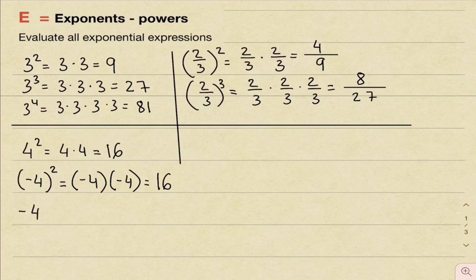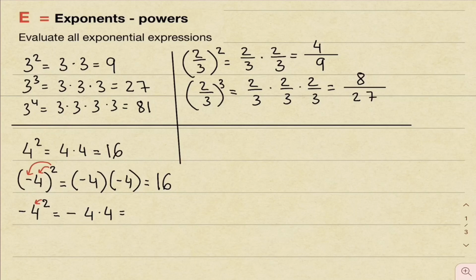Now, what if I have negative 4 to the power of 2? What is the difference between this example and this example over here? Here I have negative 4 in parentheses to the power of 2. And over here I have negative 4 to the power of 2 without parentheses. Now in this example, the power of 2 applies to 4 and applies to the negative sign as well. But in this example, the power of 2 only applies to 4. It doesn't apply to the negative sign over here. So we just keep that negative sign and we multiply 4 times 4.